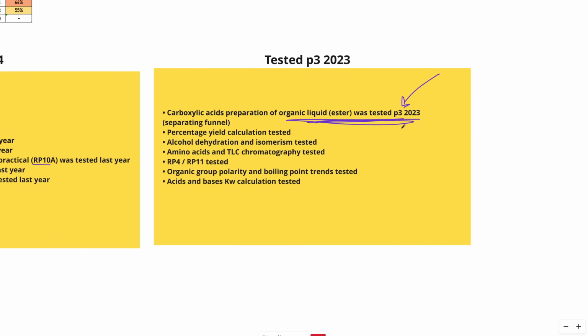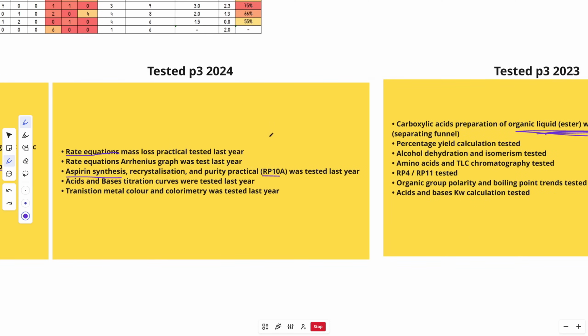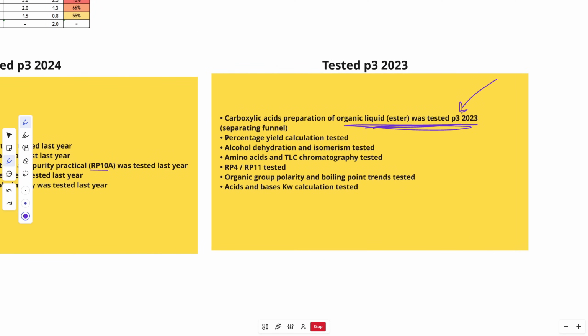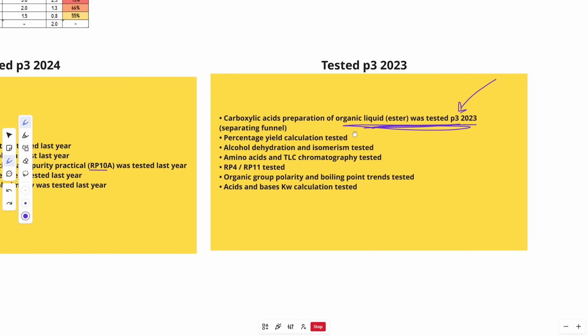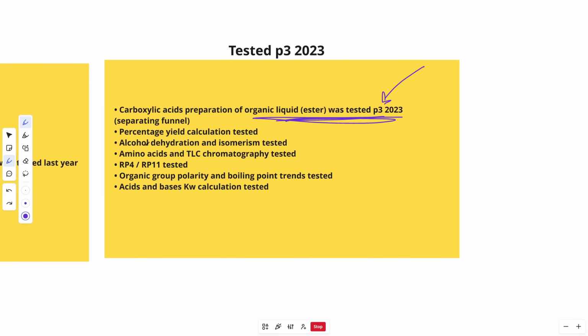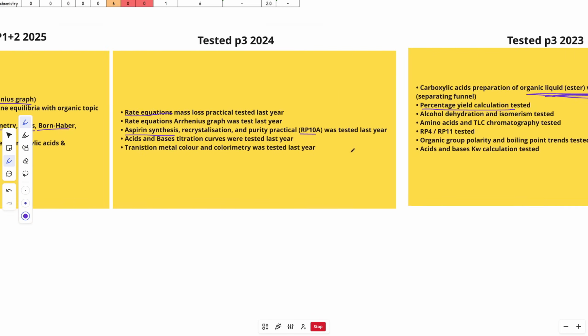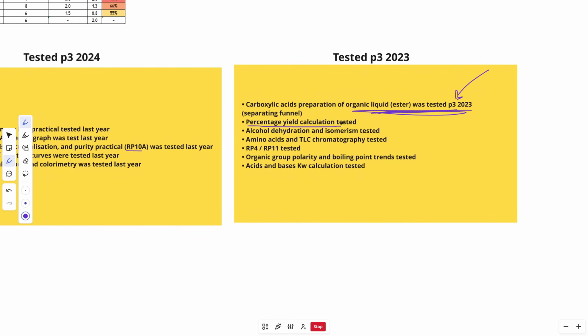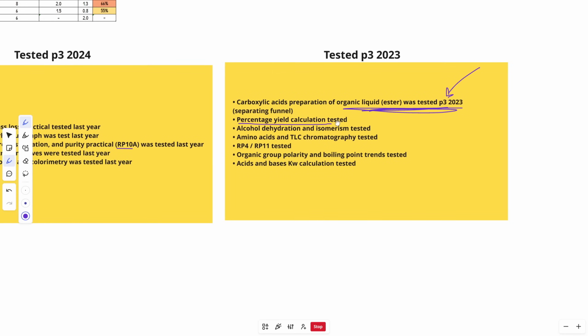For example, required practical 5 distillation, and they may go down that route, or they may go back to the organic liquid. Okay, so I'd be revising that stuff. Also revise stuff like esterification, hydrolysis, just in case the carboxylic acid shifts into that kind of stuff. There was a percentage yield calculation tested for paper 3 2023. I expect another amount of substance calculation to come up, some kind of organic one.